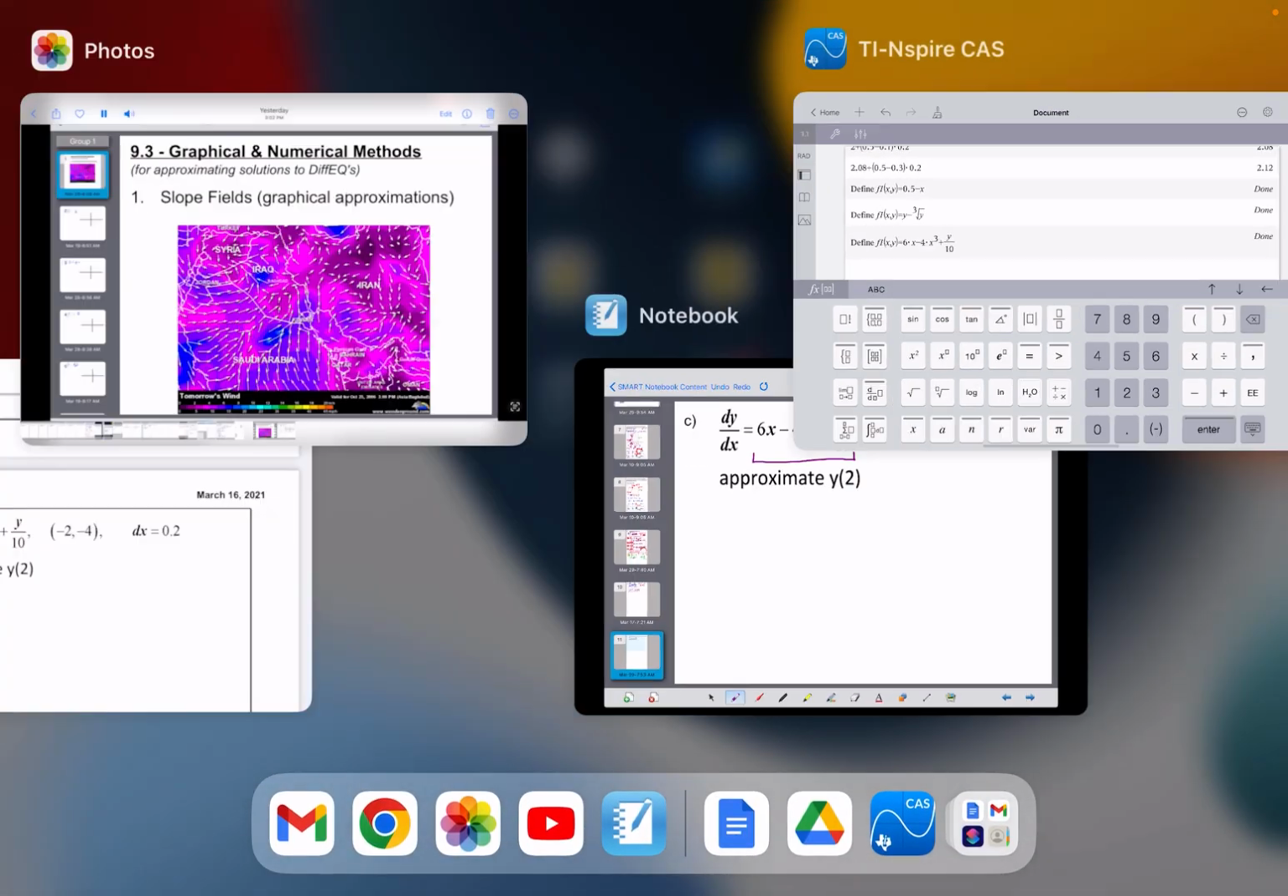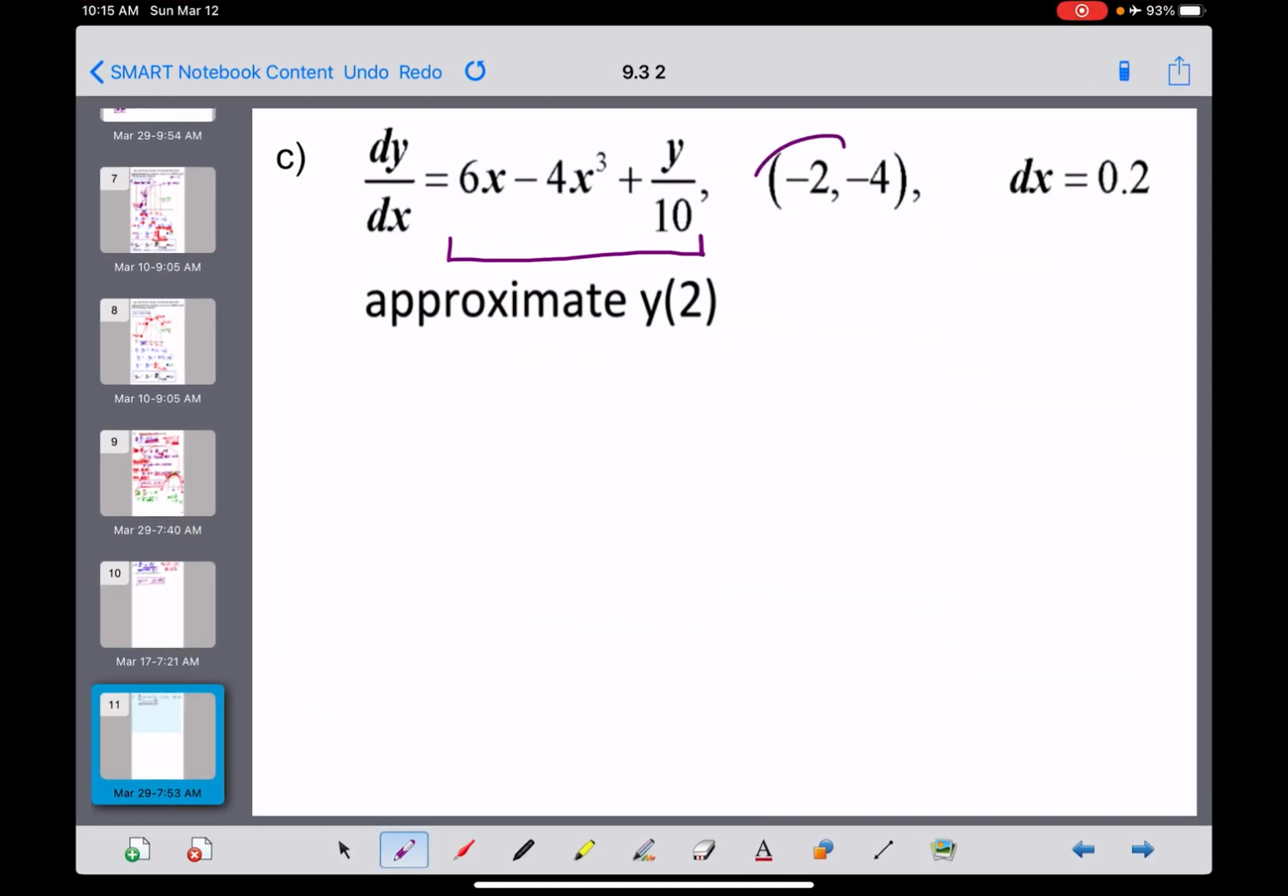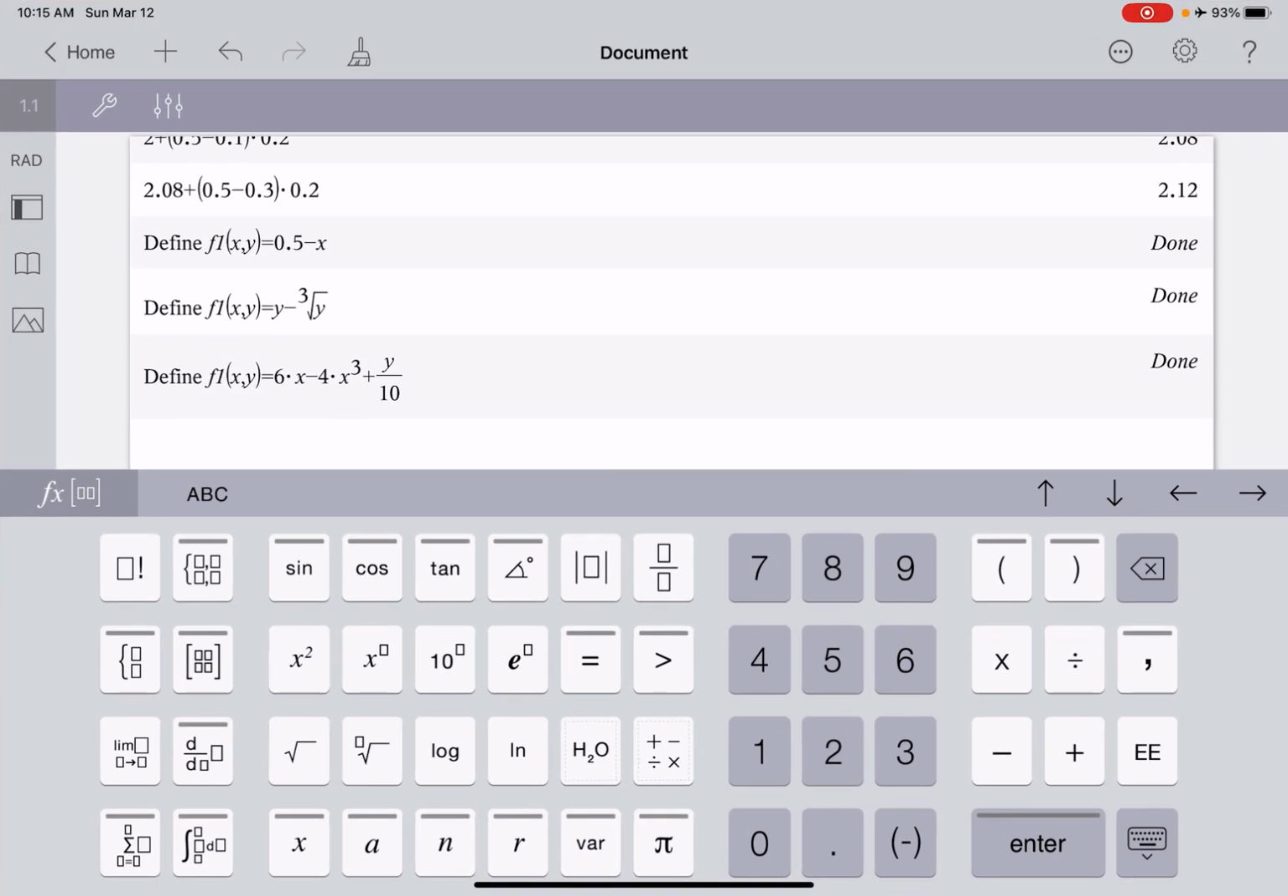Our initial condition now was the ordered pair. There it is, -2, -4, and our delta x or dx was 0.2. So back to the spreadsheet, guys.